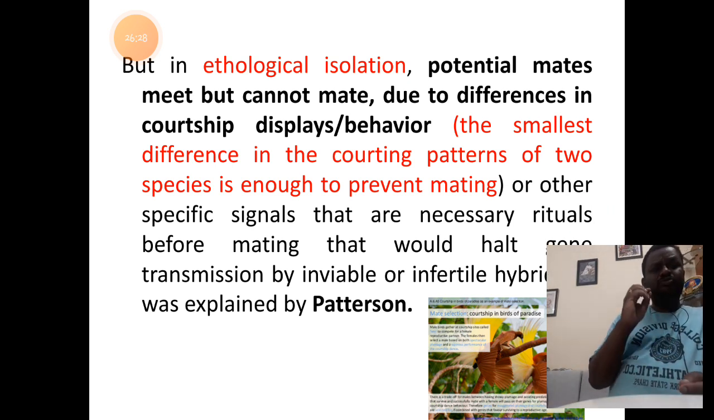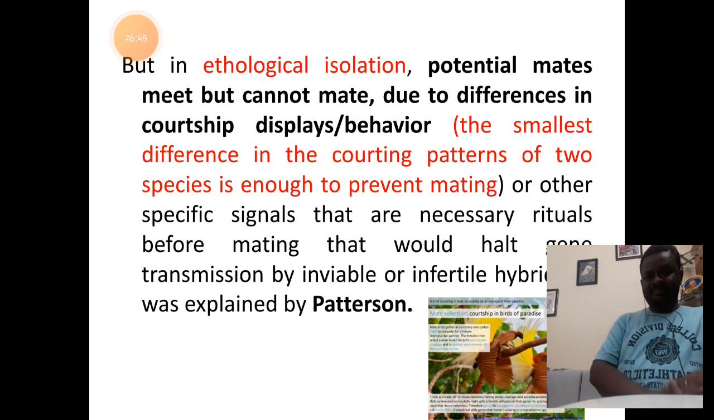Any change or smallest difference in the courtship pattern results in the inhibition of mating. Courtship is very specific to a specific species of organism. Any smallest difference in this courtship behavior stops the actual process of mating.